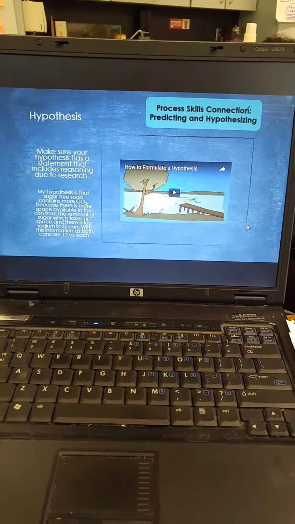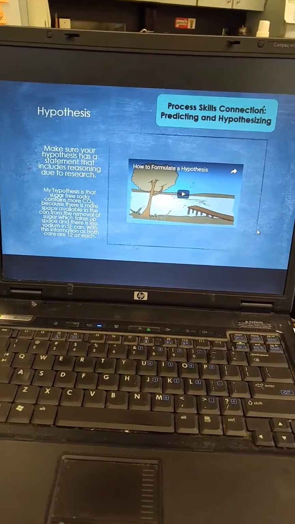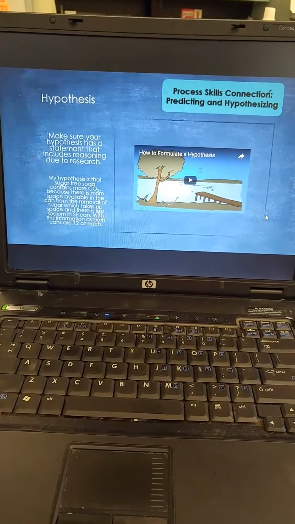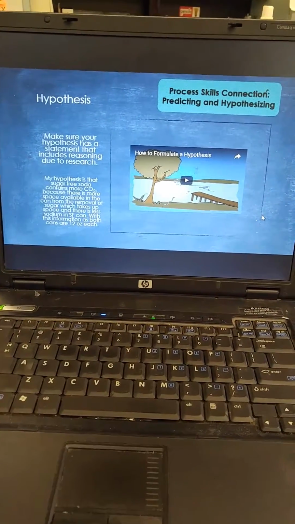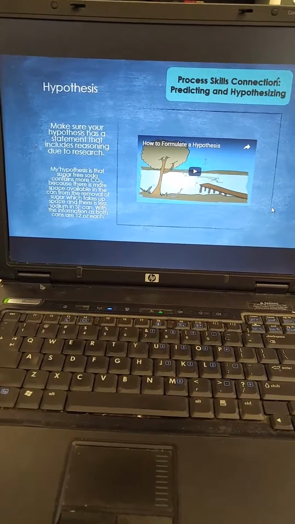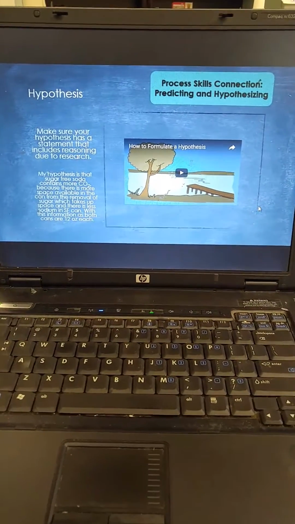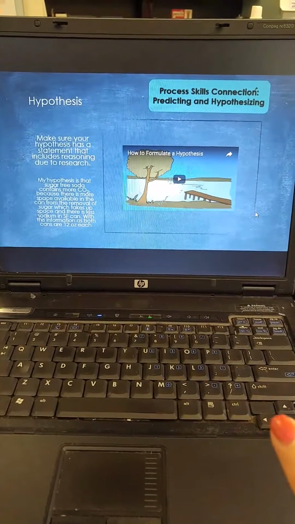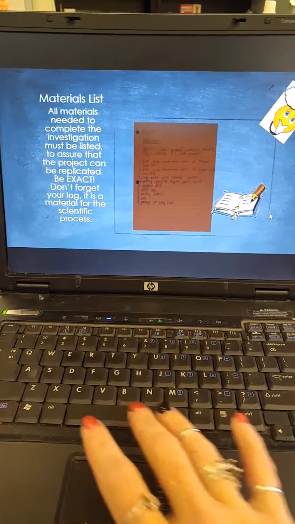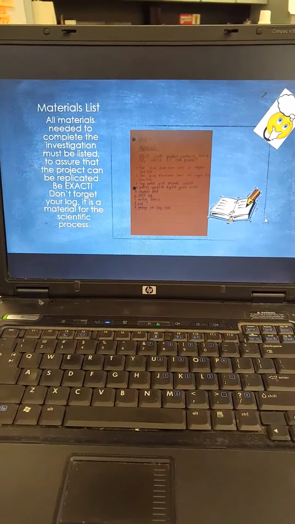So for my hypothesis, we stated that we felt the sugar-free would have more carbonation due to more space in the can, because regular soda has more sodium and sugar, which should take up space. That's another video you can find on YouTube, how to formulate a hypothesis, which is a very good video to figure it out. The next thing we had was materials list.